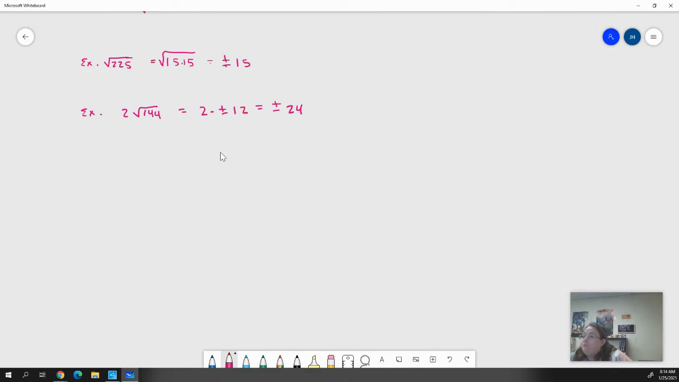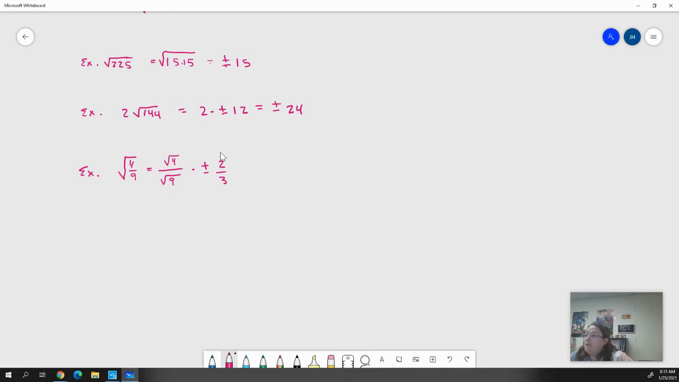When we're dealing with fractions, if I have the square root of 4 over 9, that's the same as saying the square root of 4 over the square root of 9, right? And we know that the square root of 4 is 2, and the square root of 9 is 3. So we would just have plus or minus 2/3.